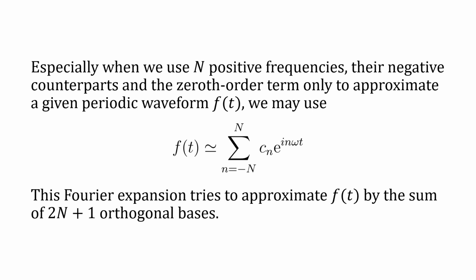Especially when we use large positive frequencies, their negative counterparts, and the zeroth order term only to approximate a given periodic waveform f(t), we may use f(t) is nearly equal to the sum of Cn multiplied by e^(inωt), as n goes from negative large N to large N. This Fourier expansion tries to approximate f(t) by the sum of 2N plus 1 orthogonal bases.